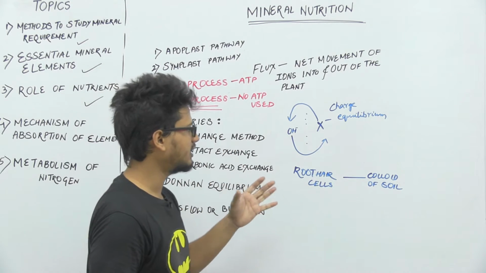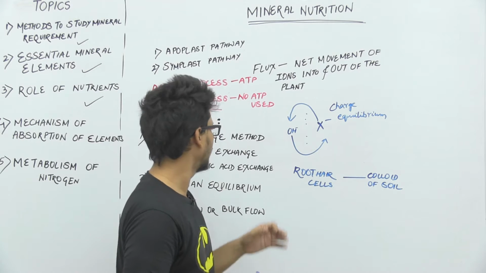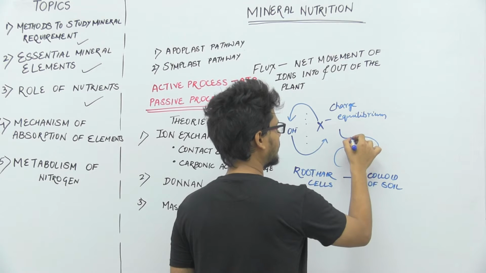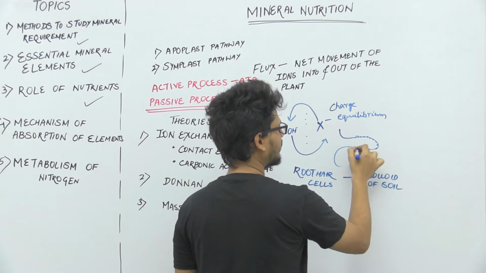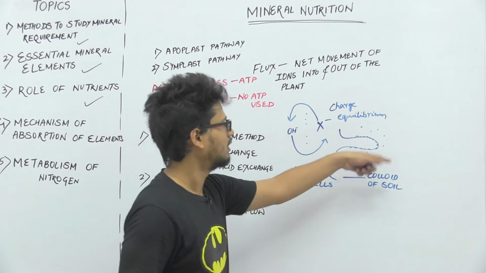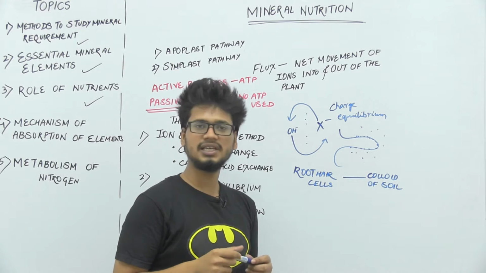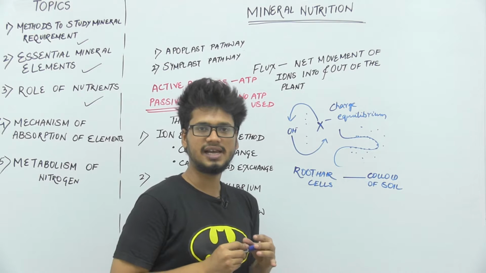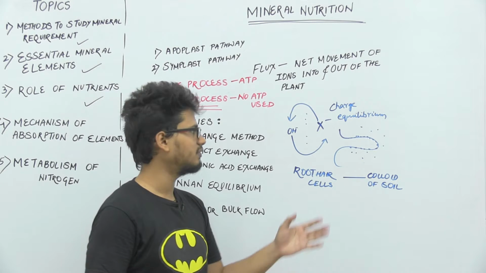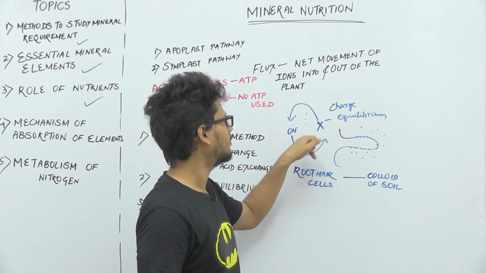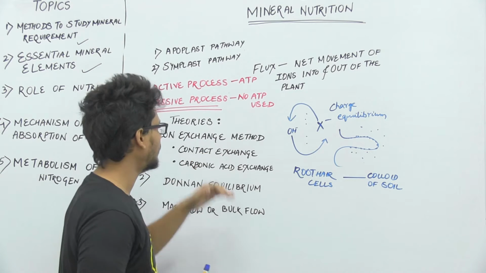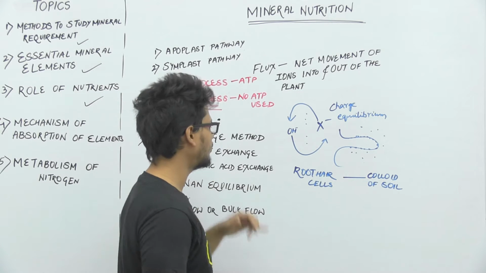So in contact exchange there is an exchange of ions between the ions adsorbed on the root hair and those on the outside. So what does the plant do? The plant will take the H plus ion and exchange it with some positive ion present in the soil. The plant will take the OH minus ion and exchange it with whatever negative ion is outside. This is ion exchange with the contact exchange method. Okay, the next is carbonic acid exchange.